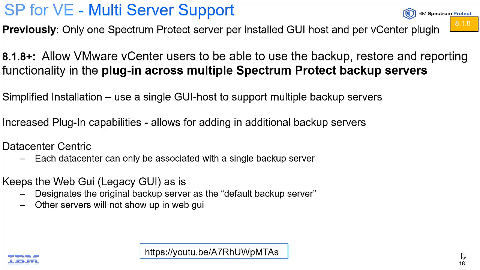In addition, you'll see that we have simplified installation, where we use a single GUI host to support multiple backup servers. We have increased plugin capabilities that allow for adding additional backup servers. Everything is now data center centric, and we will still keep the legacy web GUI as it is. So even if you added multiple Spectrum Protect servers to the vCenter plugin, the legacy web GUI will just show the original Spectrum Protect server, which is designated as the default backup server. I do have a YouTube video that shows installing all of this, so you can take a look at that.